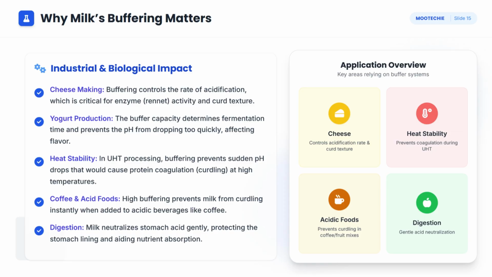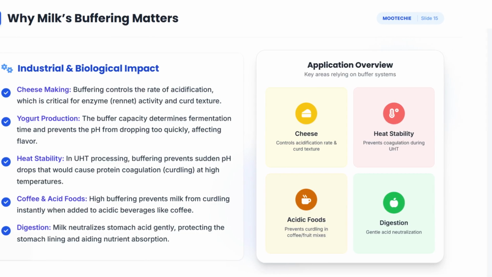An application overview highlights these key areas. Cheesemaking controls acidification rate and curd texture. Heat stability prevents coagulation during UHT. Acidic foods prevent curdling in coffee or fruit mixes. And digestion allows for gentle acid neutralization.